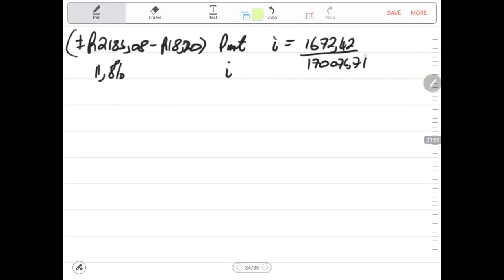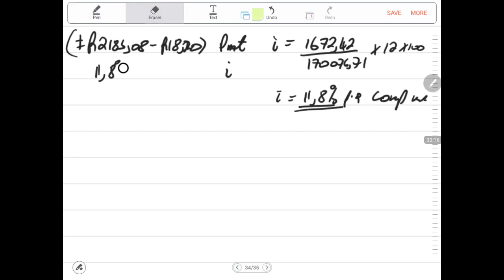Then after, we said whatever answer we get must be multiplied by 12 and multiplied by 100, and we got the interest before there was an increase as equal to 11.8%. If you remember that, 11.8% per annum compounded monthly, don't forget that. So I just want to bring this interest so that you know where it is coming from.